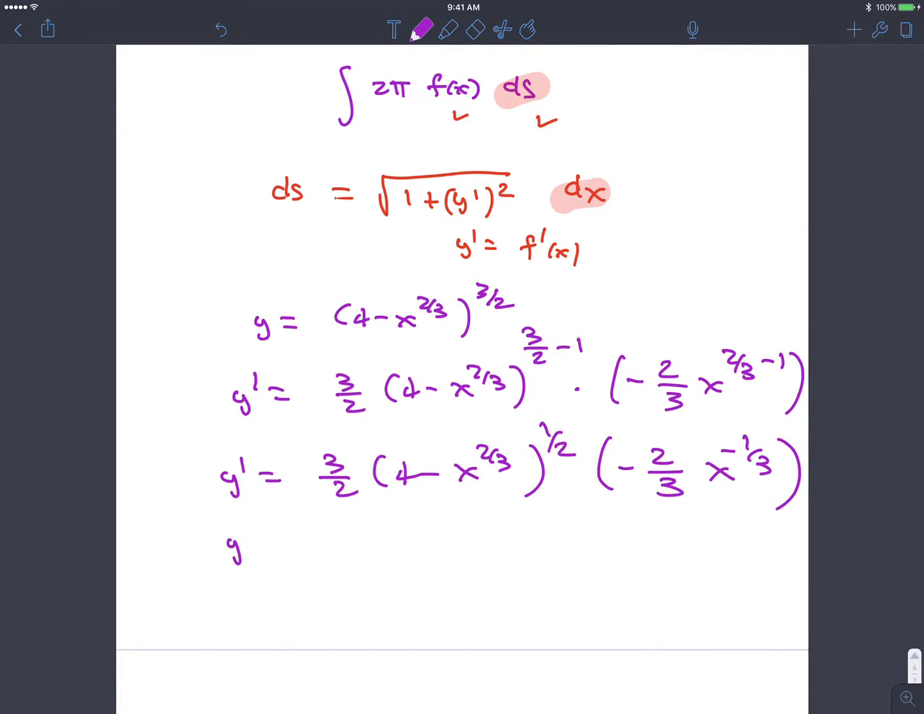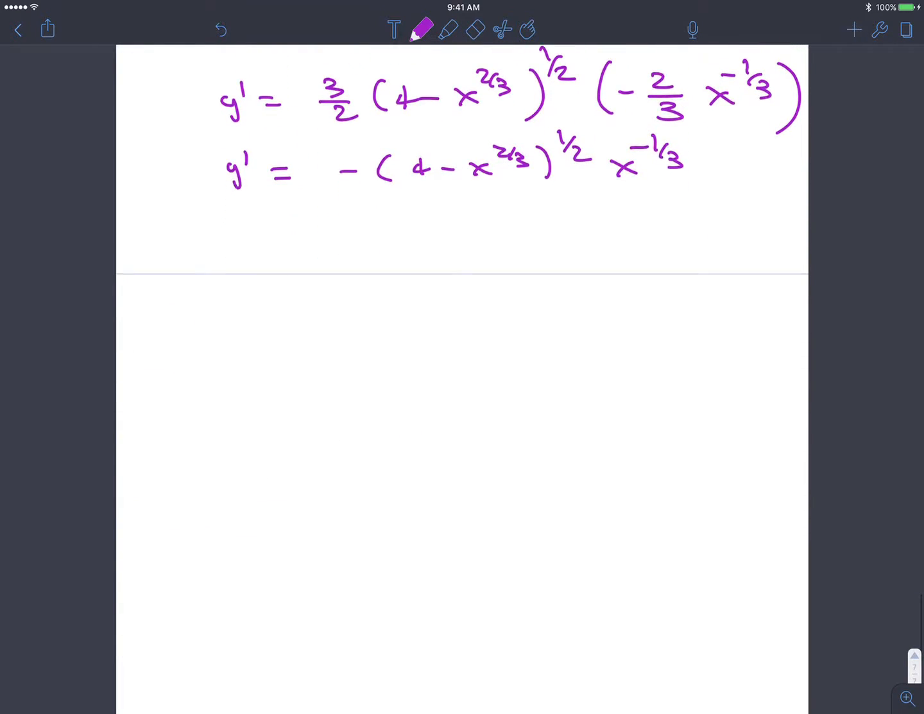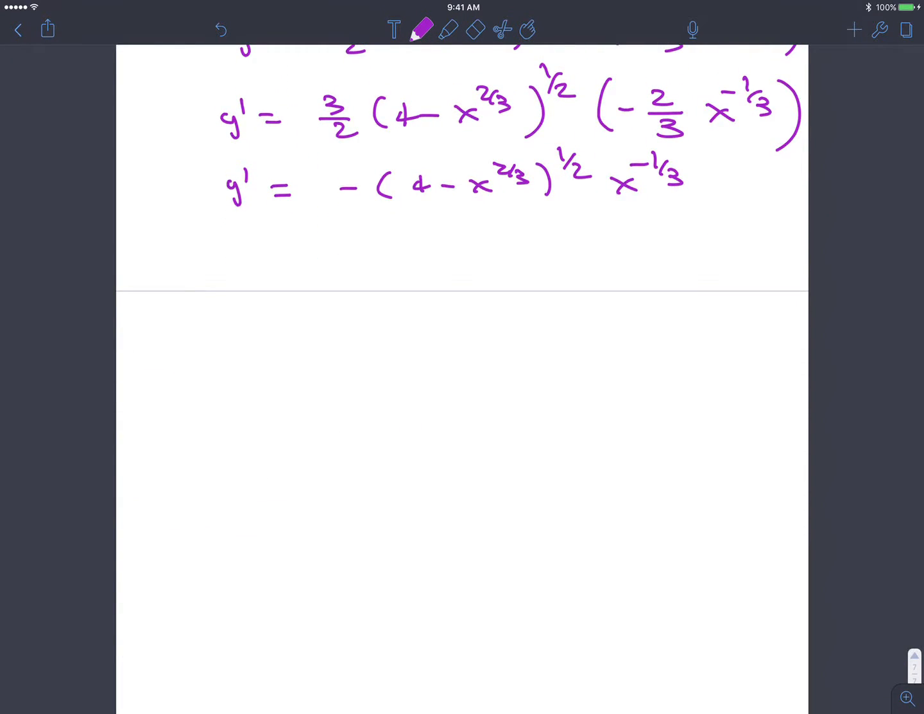And we can do a little better. We can simplify. Tell me if you guys agree. This is negative 4 minus x to the 2/3 power raised to the 1/2 times x to the minus 1/3 power. Does anybody know what I just did here? I multiplied my 3/2 with my 2/3, and I kept the negative sign. Okay, you guys okay with that? Because I'm going to have to do some algebra. The algebra is we're going to have to square this y prime.